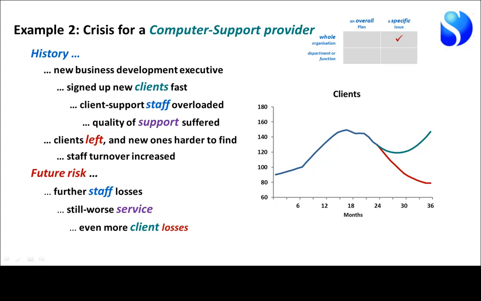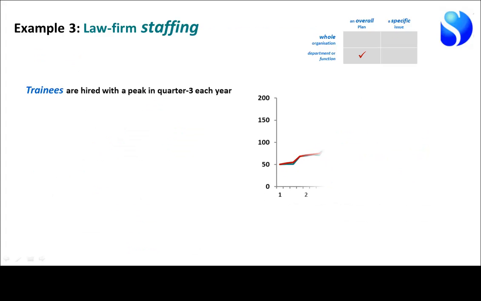So the issue here is that we face a risk over the next few months. We're not talking here about 5 or 10 years, not these kind of grand strategic timescales that people think strategy is all about. We're talking about just a few months here, with further staff losses, still worse service, even more client losses as a result of all that. And we need an answer pretty fast. And the answer is, how on earth are we going to turn this around? So there's an example of an issue facing a whole organisation.